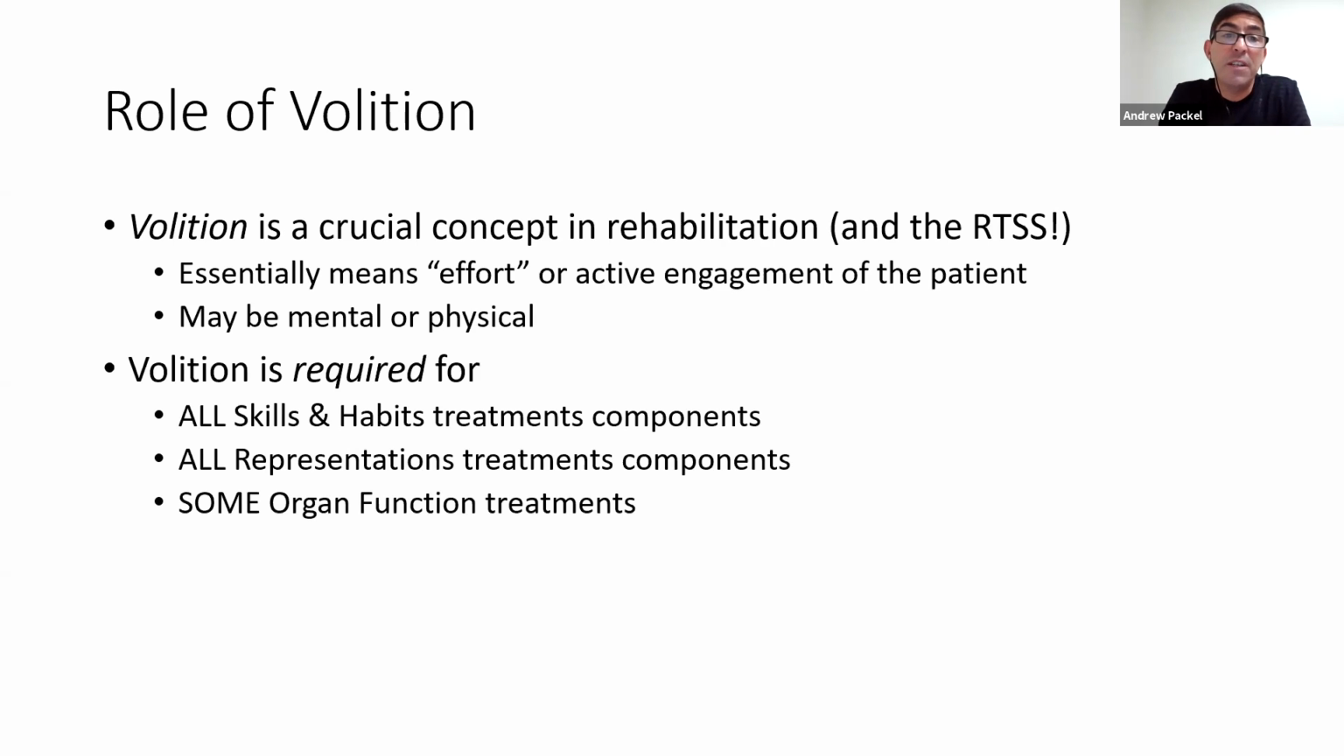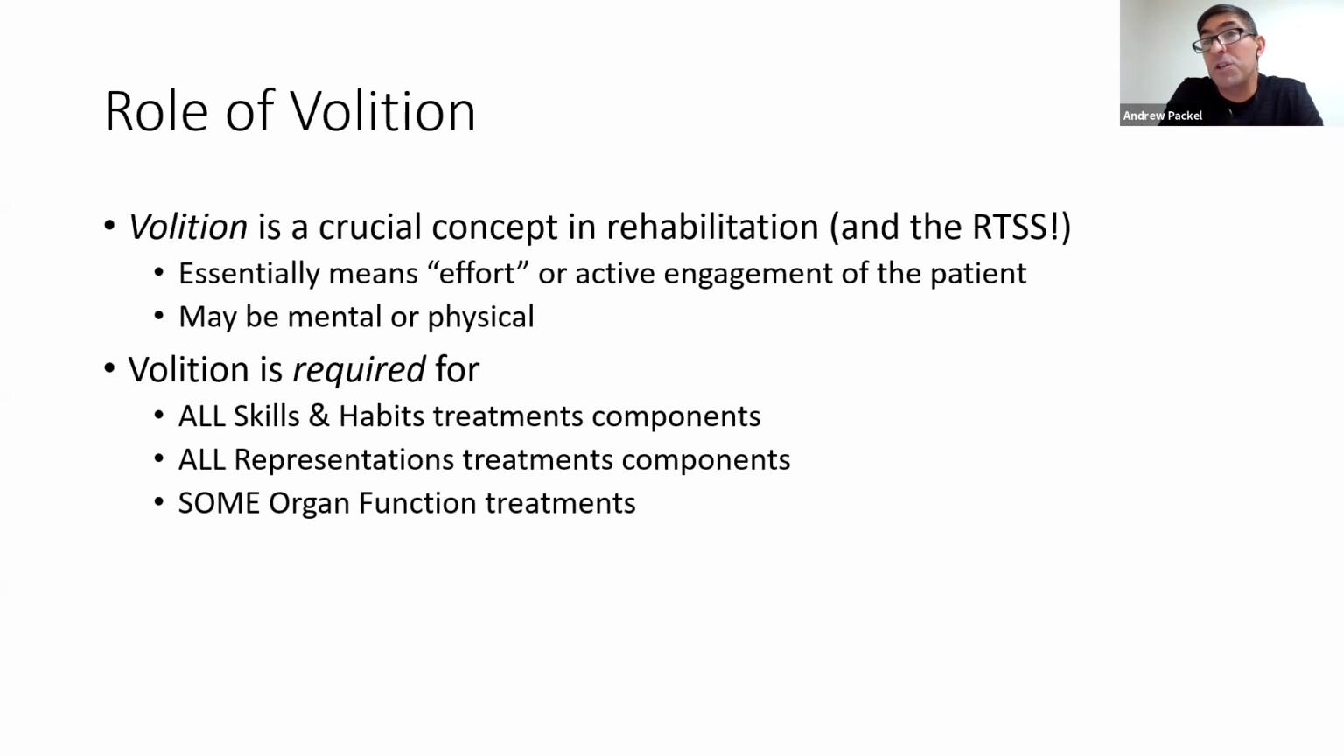Volition of the patient is required for every skills and habits treatment and representations treatment. So in order to make a change in skill or habit, the patient has to practice. They have to be engaged. They have to be doing that activity. To make a change in the representations, they at least need to be attending and receiving information to be able to make that change.